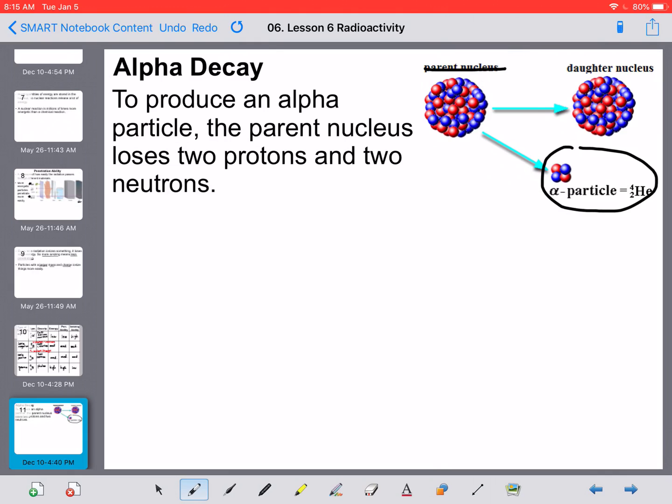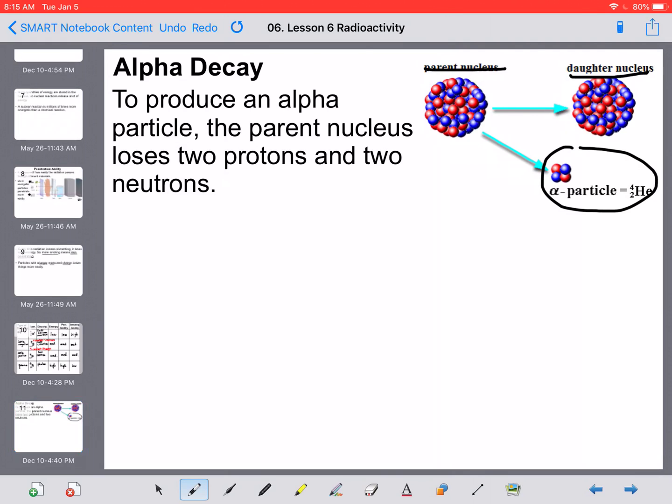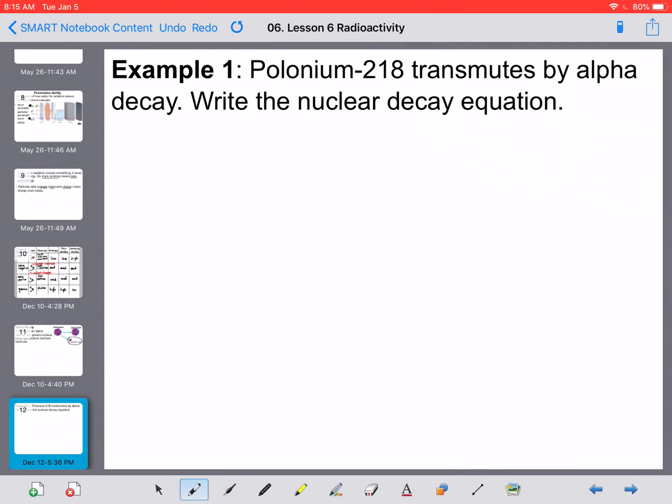And now, after that, the type of element's going to change. So we're not going to call it the parent nucleus anymore. It's now going to be the daughter nucleus. So here's an example of an alpha decay. It says polonium-218 transmutes, which just means decays, by alpha decay. Write the nuclear decay equation.